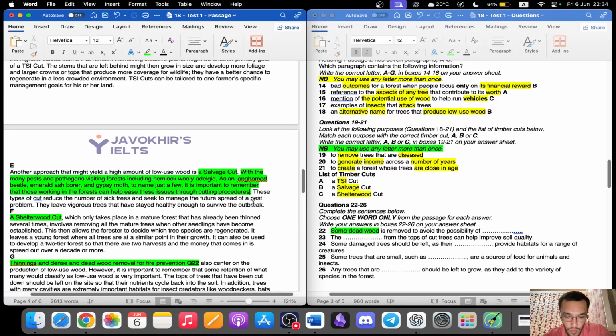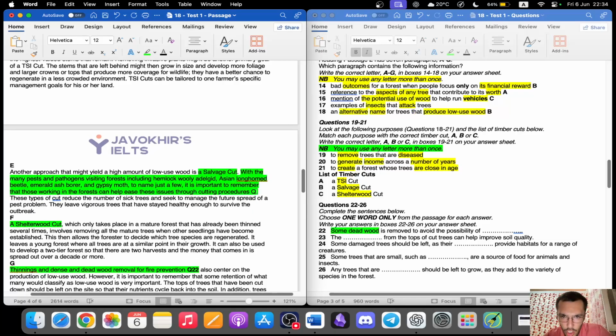This is question 19. So remove trees means cutting procedures, right? Cutting procedures. Remove trees that are diseased. Disease means pests and pathogens, and there's hemlock woolly adelgid and all these things, right?